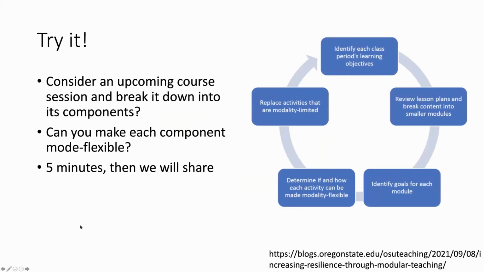So what I'd like you to do is consider this, and then we'll share. I am going to set my timer, but I would like you to write this down or type this out, but consider an upcoming course session. It can be any of your courses. It can be your next course session, but something coming up, so it'd be useful. If you need to do a past one, that's fine too, but break it down into components like I did, and then think of a way you could make each component mode flexible. I'm going to give you 5 minutes to do this. I'm setting my timer.